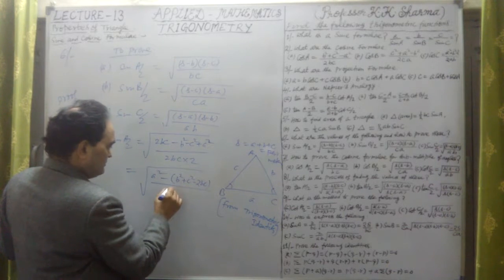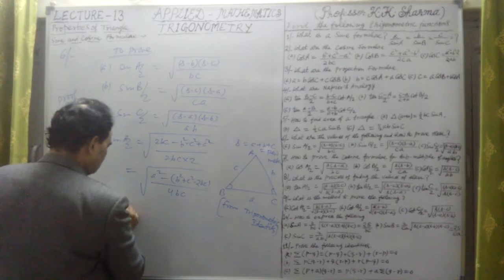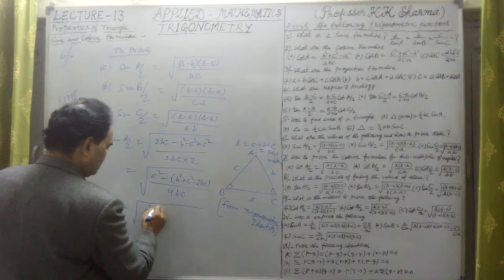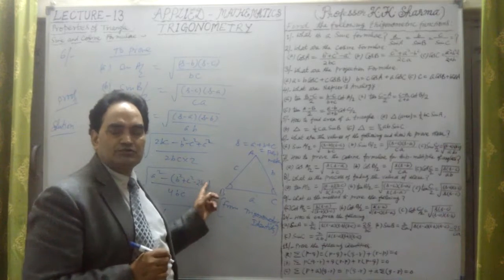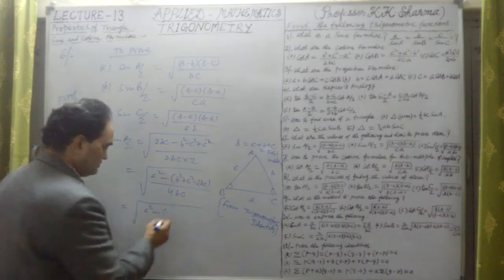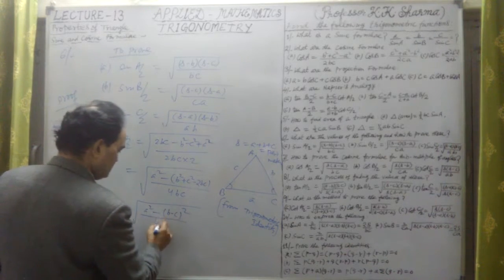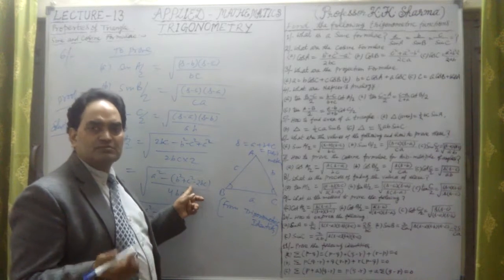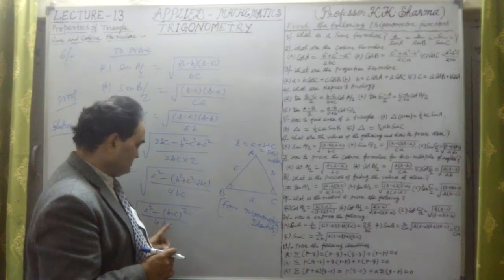Over 4 bc. Simple. Let me illustrate it further. Now this is a square minus, what would this be? This is b, c is kept, not twice this. That means this is b minus c whole square. Let me write it. This is b minus c whole square divided by 4 bc. Why? Because of the simple formula: a square plus b square minus twice ab is a minus b whole square. This is b minus c whole square.